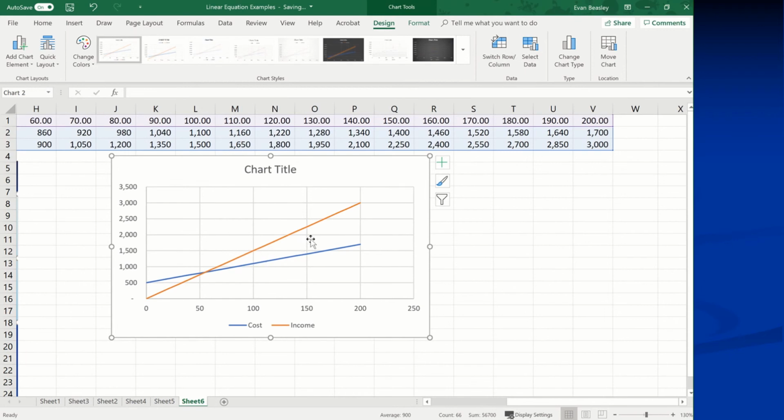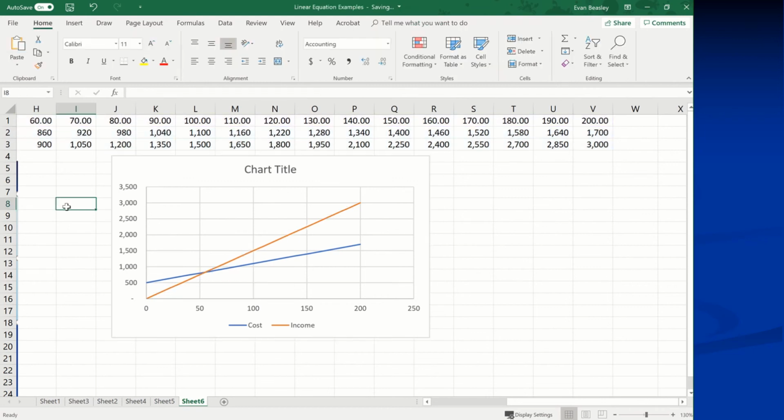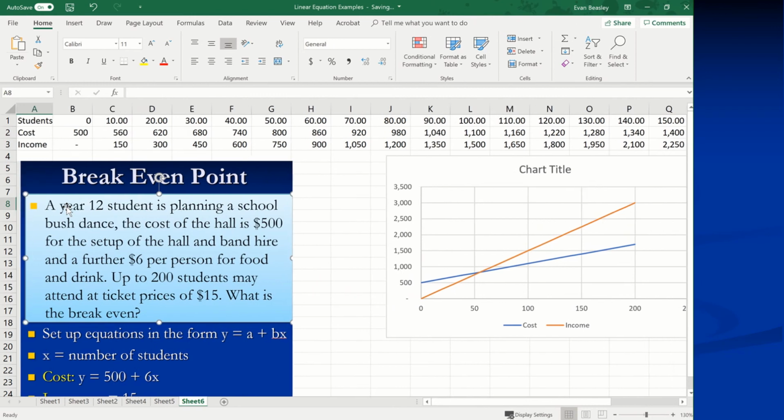So if I look here, all this is profit, all here is loss. So I start to break even at around 60 students. Now if I have a look at this on the table, yeah, okay, so my cost here is $860 and my income is $900. So at 60 students, I'm making a profit of $40.